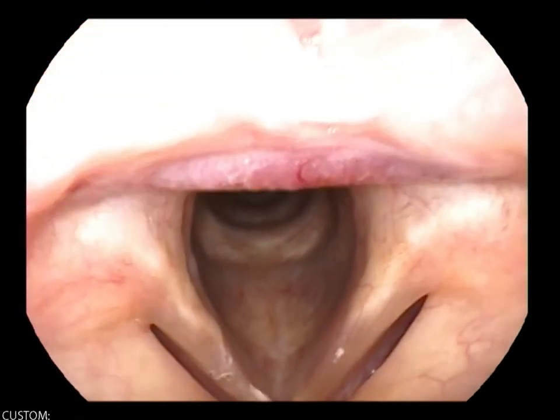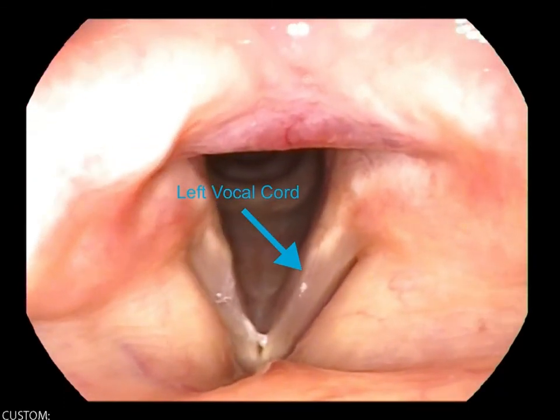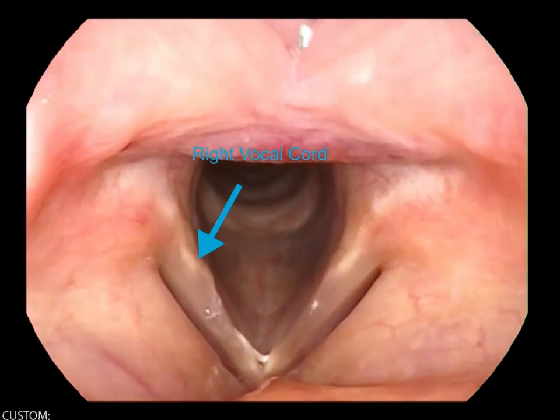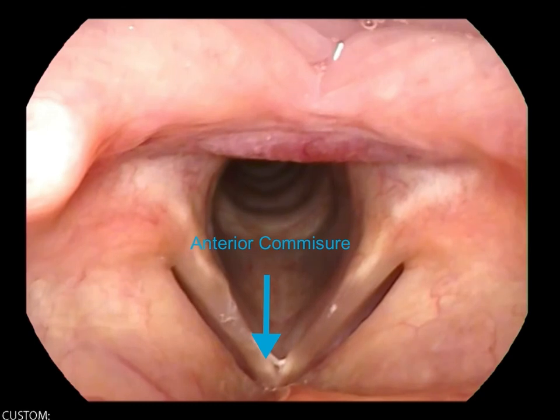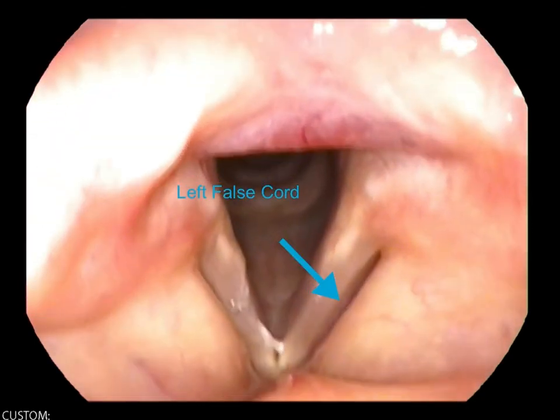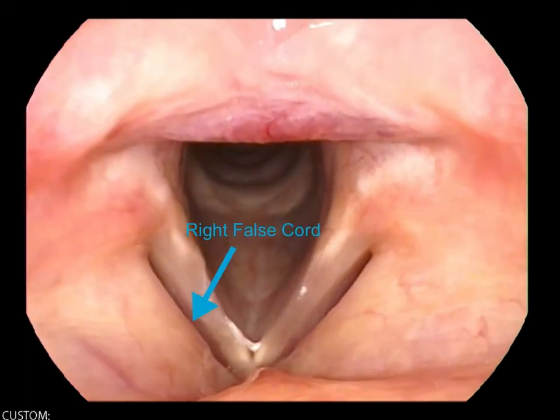For completion, we will look at the anatomy of the glottis, identifying the left vocal cord here, looking for lesions along its length, similarly the right vocal cord. And you can see that just in front of it you can see the anterior commissure as well as the left and right false cords.